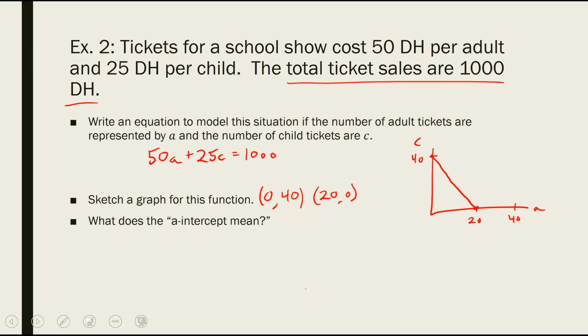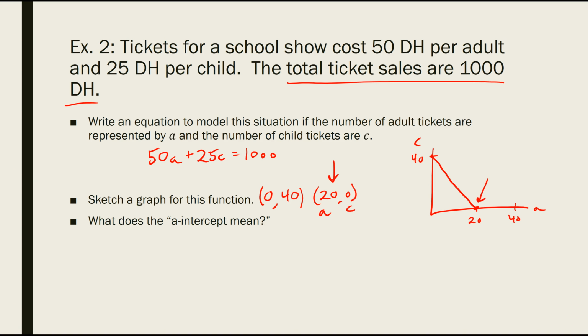What does the A-intercept mean? Here's the A-intercept, right? It was this point. What did that mean? Let's think about it in context. That 20 is A, and the C is 0. So think about it. That means 20 adult tickets and 0 children's tickets.